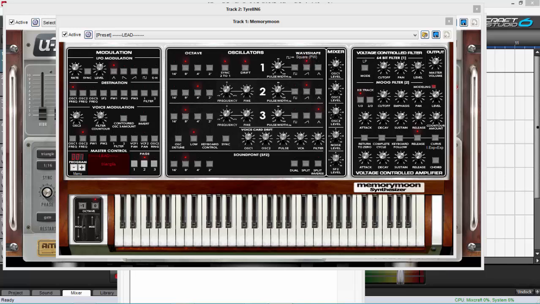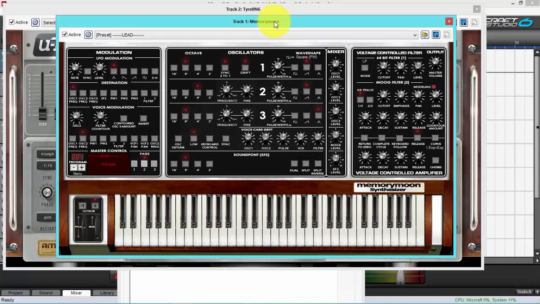All right, the oscillator side is at the middle, which is here. And then at the right side is the filter, or the voltage controlled filter. And then the left side of the oscillator is the modulation, or the LFO, okay? And then the amplifier is here at the bottom of the filter. And then the envelopes are here. The envelope, you know, there's the attack, decay, sustain, release buttons, or the ADSR. So this is the Memorymoon synthesizer.